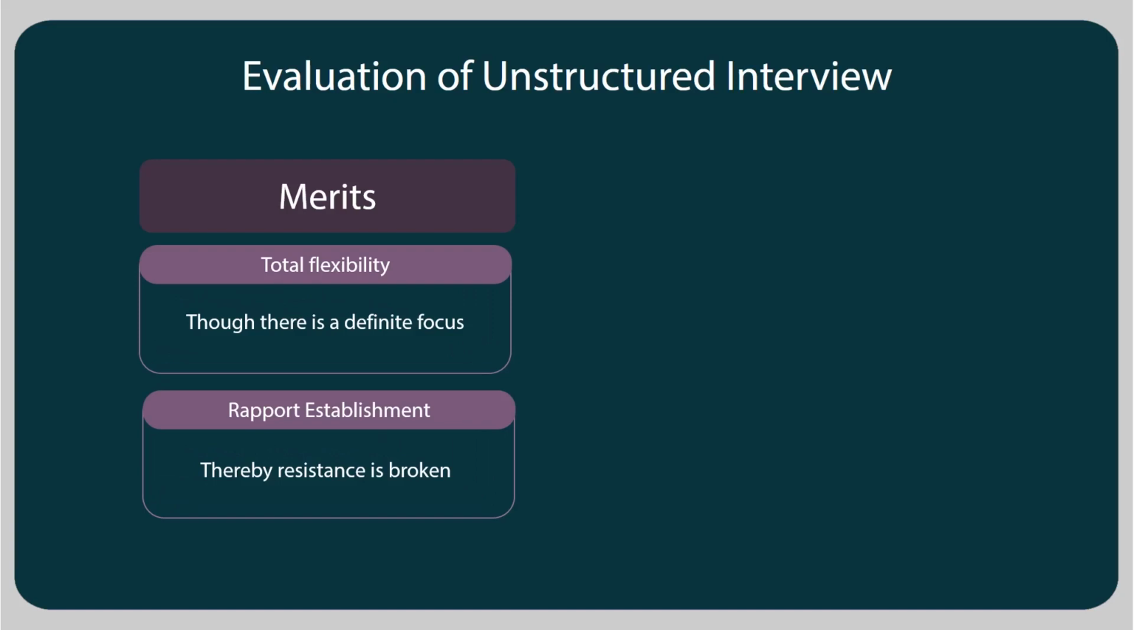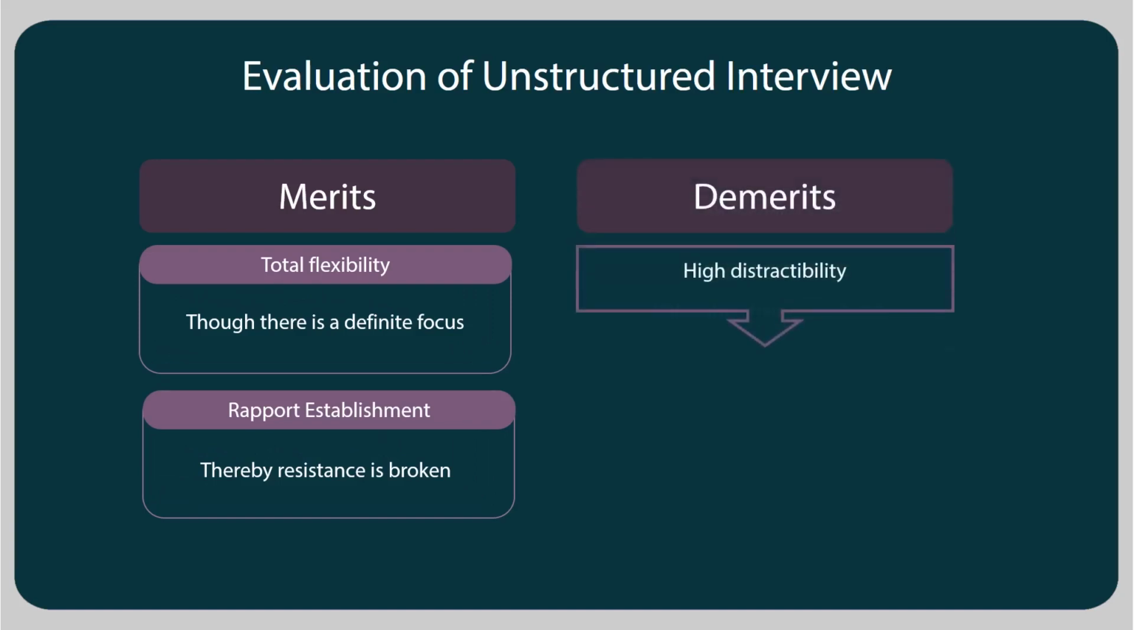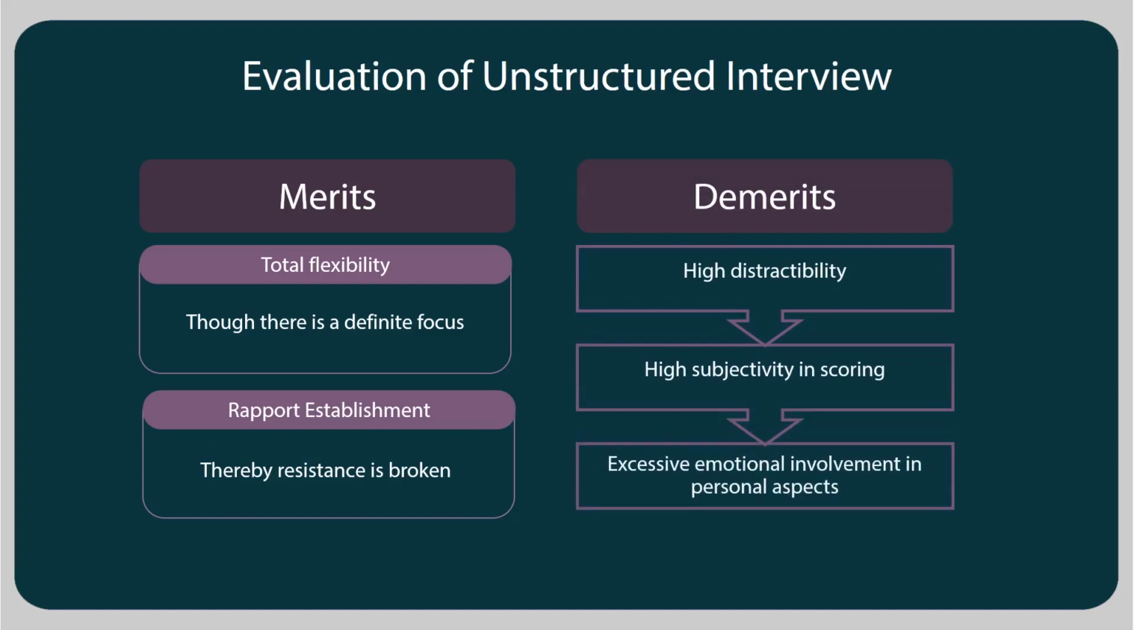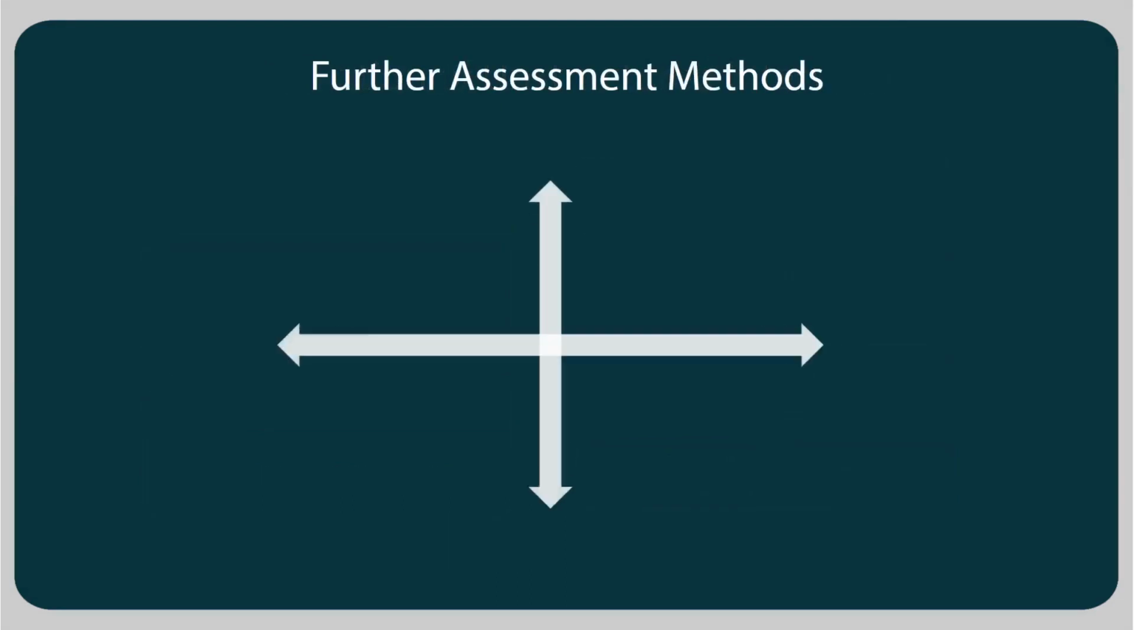The main aim of establishing rapport is to break resistance so that we will get to know the internal world with ease. On the side of demerits, we have high distractibility, high subjectivity in scoring, and excessive emotional involvement in personal aspects. Further assessment methods are also there.